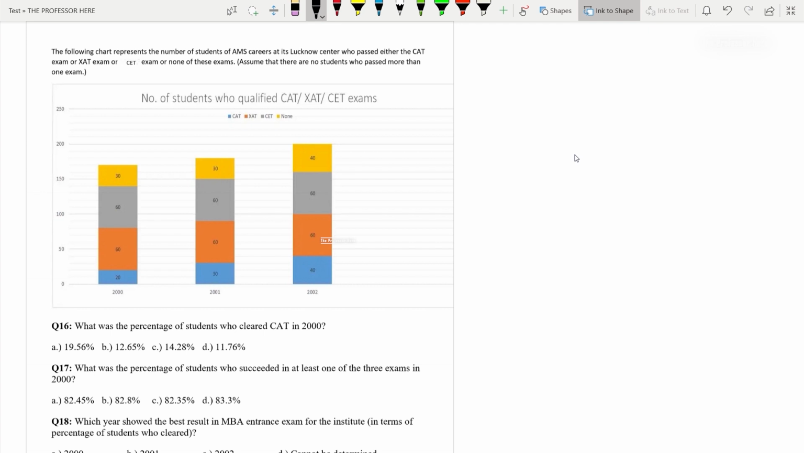Okay, so this is how you read the graph. So I hope you understood. Since this is a very simple question, I am not drawing the table. You can draw the table if you find the question to be hard.